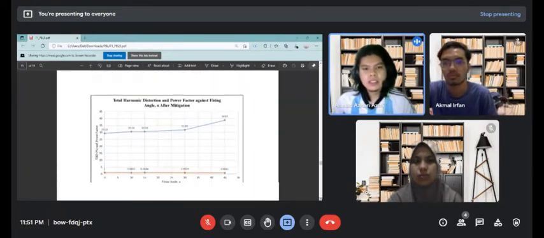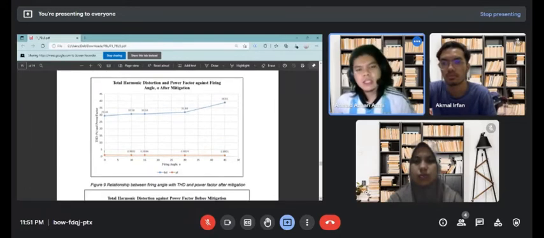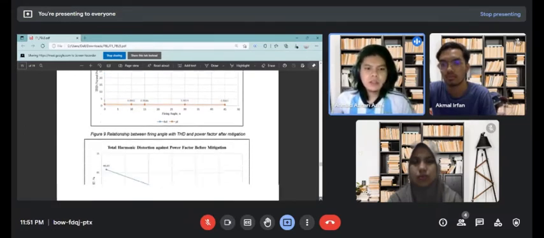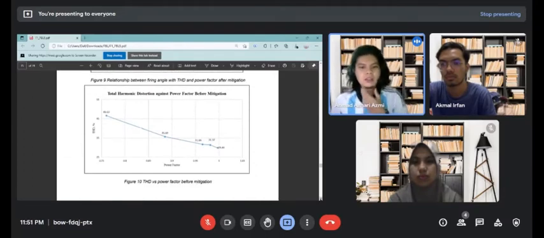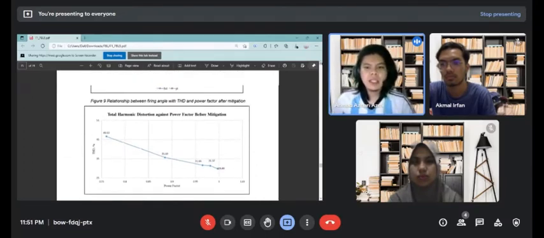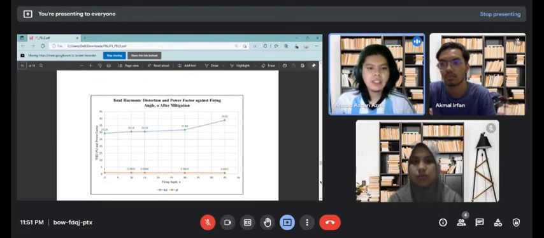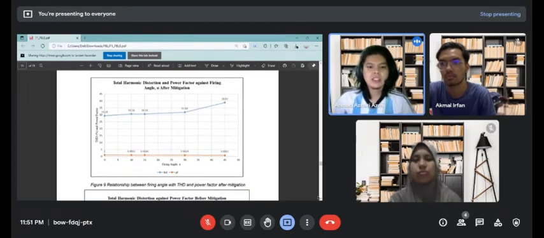So next, this is THD and the power factor against the firing angle after mitigation. This is also the same. When we increase the firing angle, the THD will increase while the power factor will decrease. So in figures 8 and 9, we can see in both images that as the firing angle increases, so do the total harmonic distortion and the power factor value change.